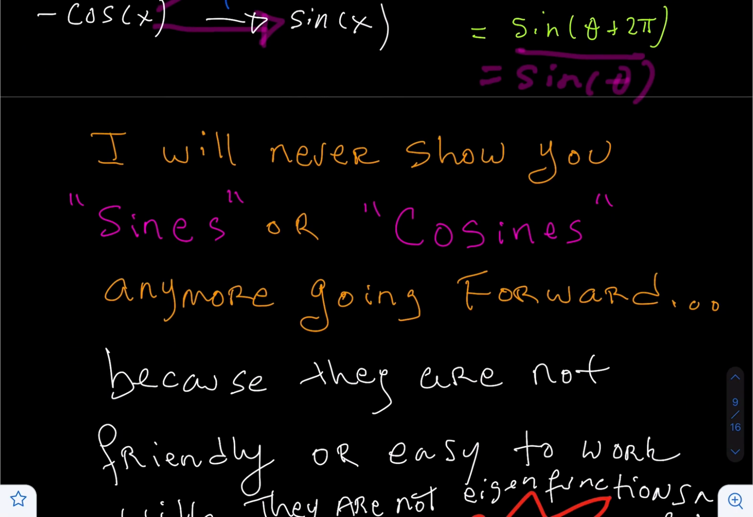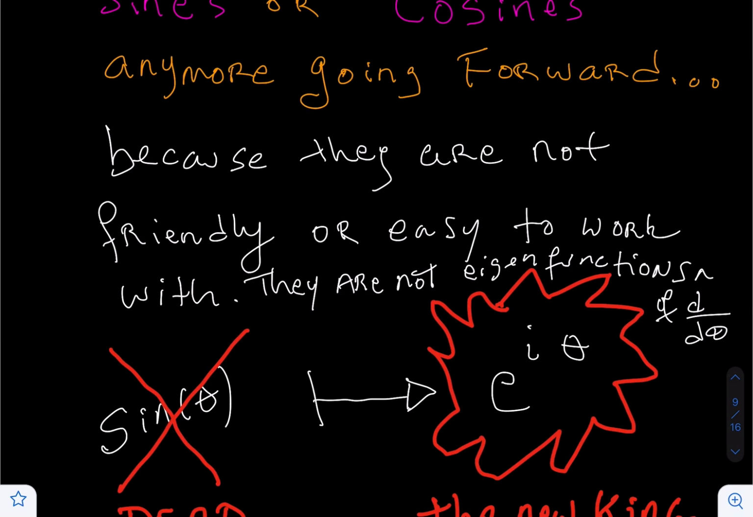So again, I'll never show you sines and cosines anymore going forward, because they're just not friendly. They're not easy to work with. They're not really eigenfunctions of first, second, third derivatives, and so on. They just don't play very well. And that's why we're going to kill them.